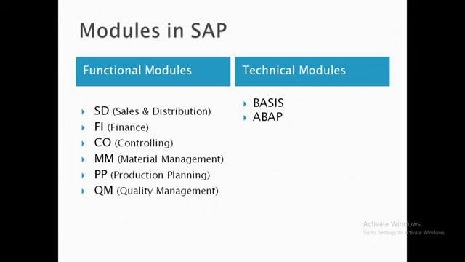They will be called functional consultants. And like that, we have technical consultants also in SAP. So in SAP, the consultants are divided into two, functional and technical. Functional doesn't require coding knowledge, but technical ABAPers require coding knowledge. So we have functional modules and technical modules in SAP. The functional ones are SD, FI, these are some core modules. And technical are basis and ABAP.